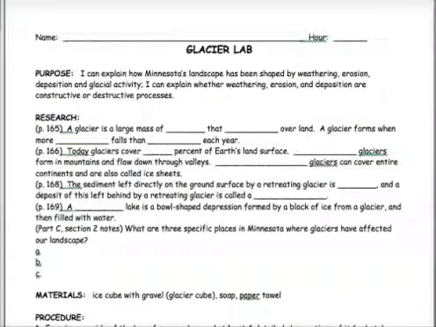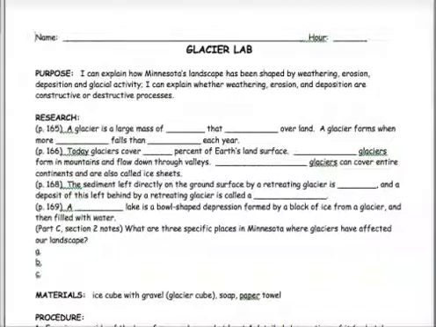There is one learning target up at the top under the purpose. It says, I can explain how Minnesota's landscape has been shaped by weathering, erosion, deposition, and glacial activity. I can explain whether weathering, erosion, and deposition are constructive or destructive processes. So I guess there are two I can statements there, not just one learning target. The research, it tells you right here, you can find it in the book on those pages, and the last part is from Part C, Section 2 in your notes.